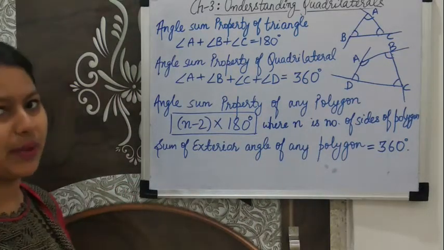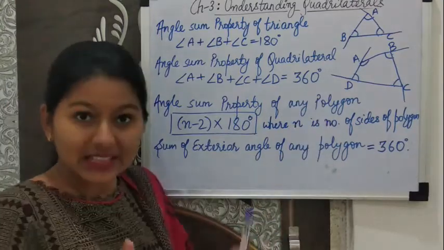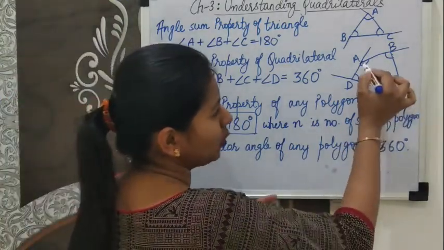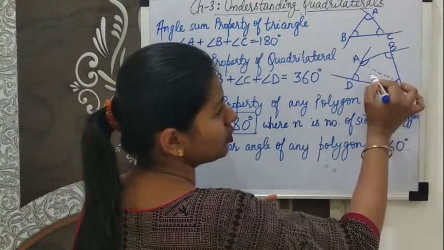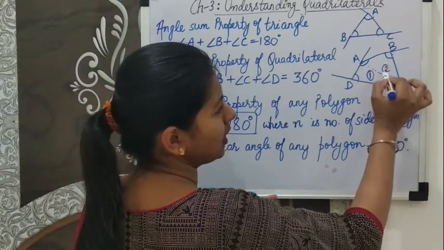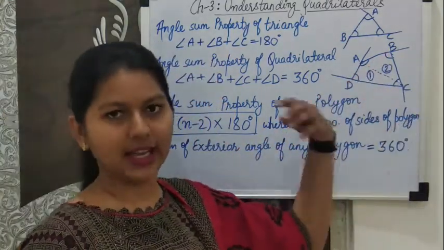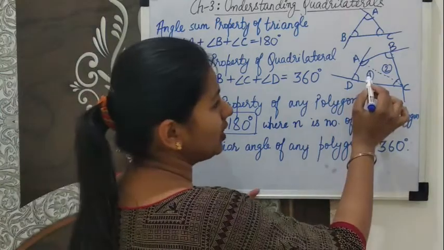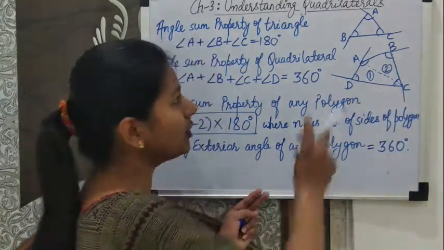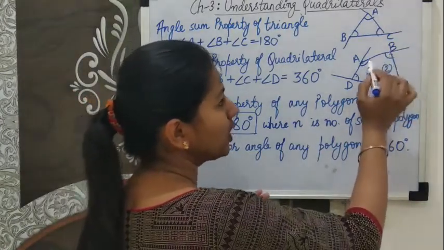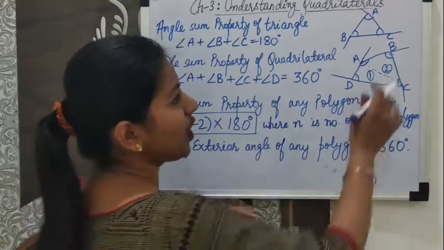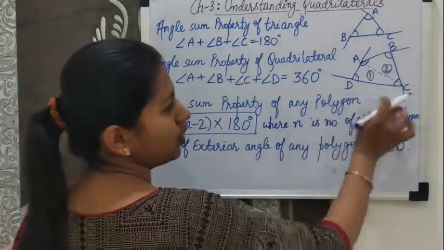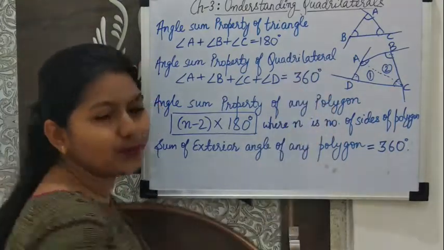Now definitely the question must be coming to your mind: how is it 360 degrees, is there any proof of it? Yes, it has one very simple proof. We can divide any quadrilateral into two triangles. You can see this is triangle 1 and this is triangle 2. I can divide any quadrilateral, which has 4 sides, into two triangles. The sum of the three angles of triangle 1 is 180 degrees. Similarly in triangle 2, the sum is 180 degrees. When we add all the angles of triangle 1 and triangle 2, it gives the angles of the quadrilateral, and 180 plus 180 becomes 360 degrees.